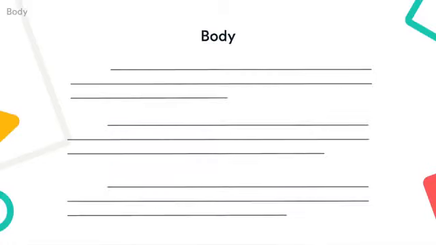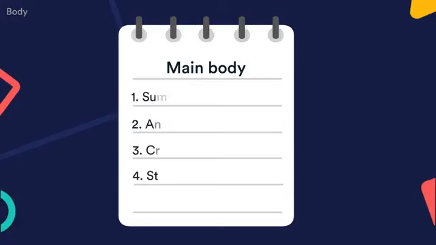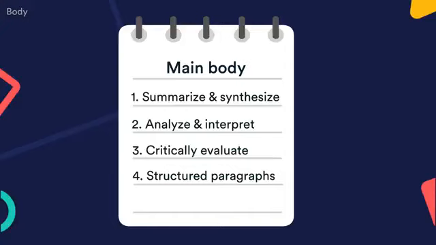For the body of your literature review, you can divide it into subsections and use a subheading for each theme, time period, or methodological approach. Keep these 4 tips in mind as you write. Summarize and synthesize. Analyze and interpret. Critically evaluate. Use well-structured paragraphs.